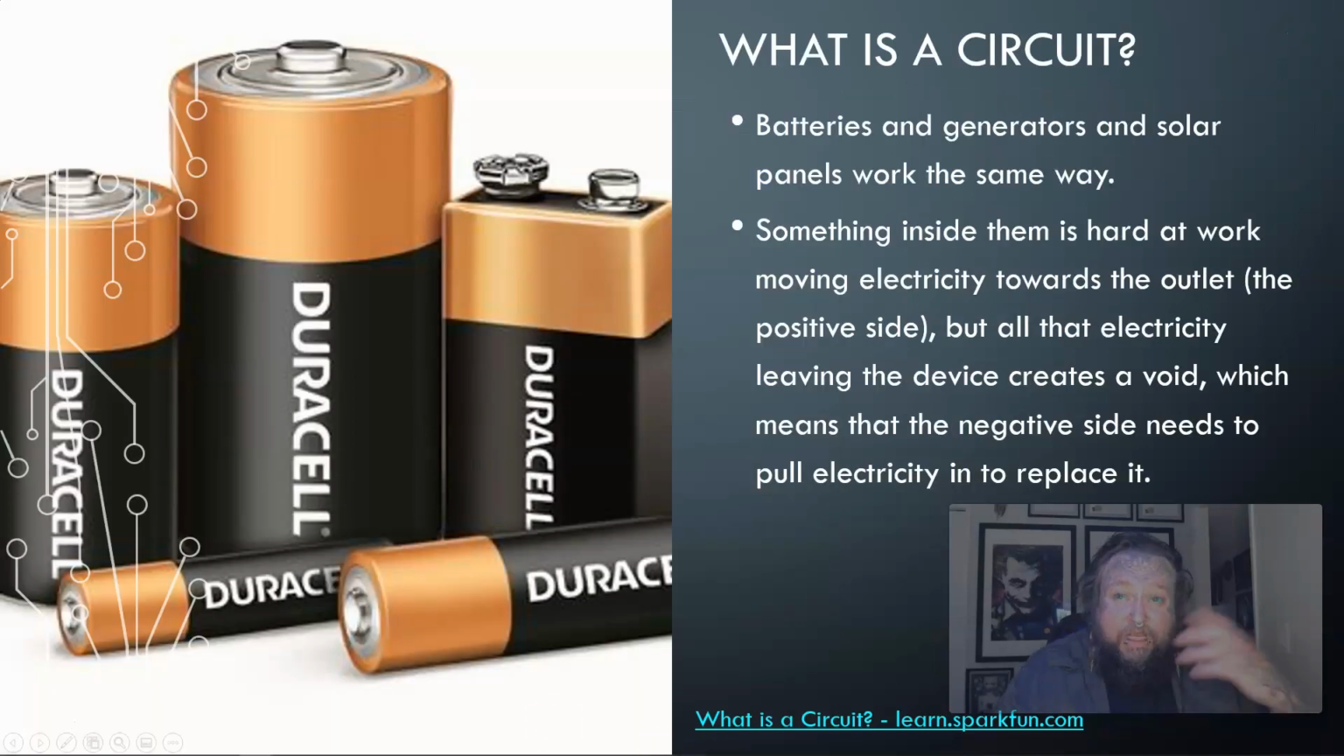So batteries and generators, things that make energy, and solar panels work the same way. Something inside them is hard at work moving electricity towards the outlet, the positive side, but all that electricity leaving the device creates a void, which means that the negative side needs to pull electricity to replace it. So that's where you're getting that pull out and going back in, the electrons flowing through their components, and our components doing work for us, and everything coming together for your robot and its internals.